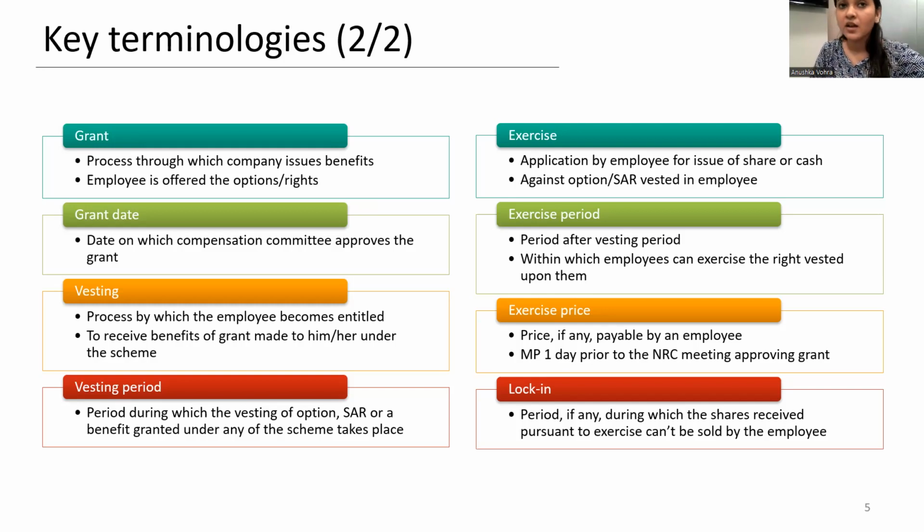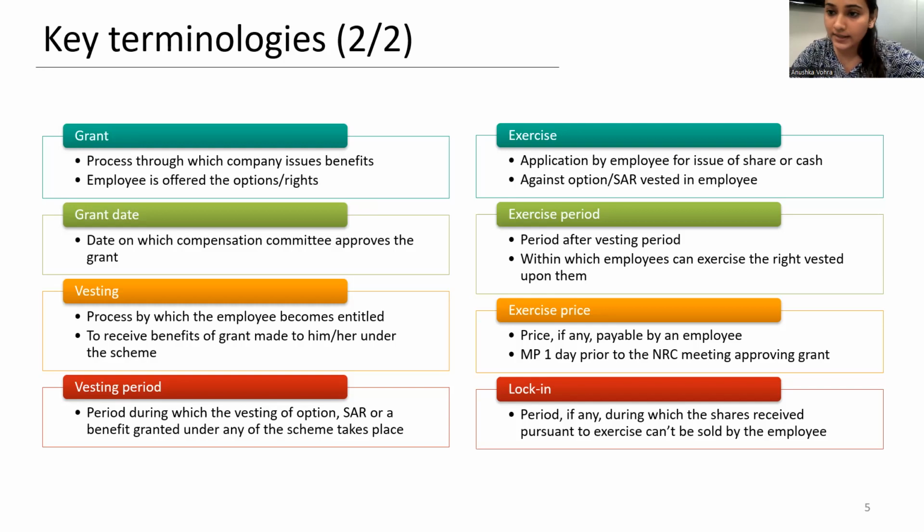What is vesting? Vesting is the process by which those grants will vest in me. Say I'm an employee, I have been granted some stock options. So vesting is the process by which those options will vest in me and I'll be eligible to exercise. Like, those options granted have vested in me and now I am eligible to exercise. Under the Companies Act and under the SEBI regulations, there's a minimum vesting period of 1 year.